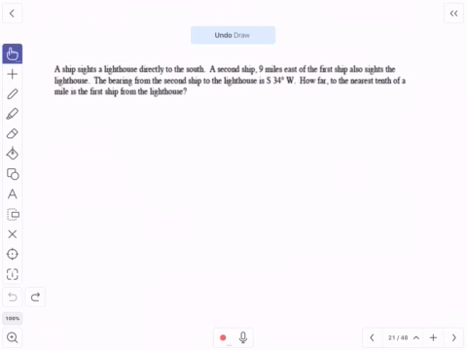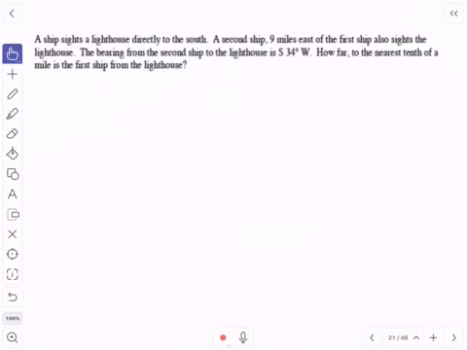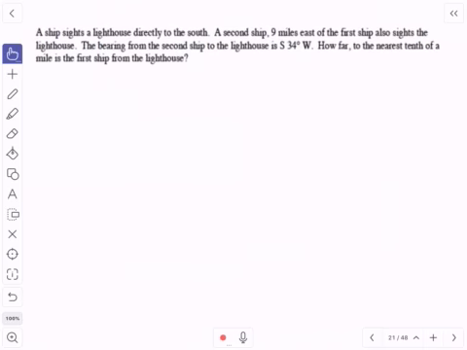So let's read it. A ship sights a lighthouse directly to the south. A second ship 9 miles east of the first ship also sights the lighthouse. The bearing from the second ship to the lighthouse is south 34 degrees west. But I'm going to rewrite this as 34 degrees south of west because that's the way that we're looking at it this year. How far to the nearest tenth of a mile is the first ship from the lighthouse? Now let's think. How far? That's thinking. We read it. Now we're thinking.